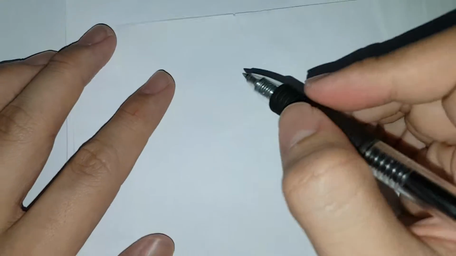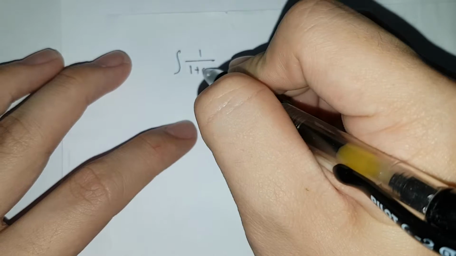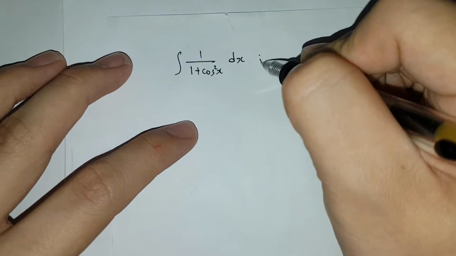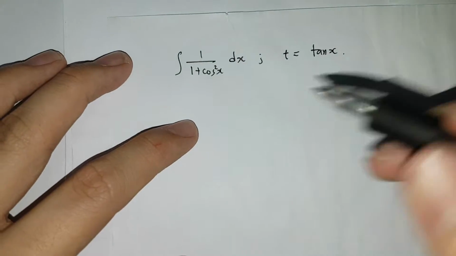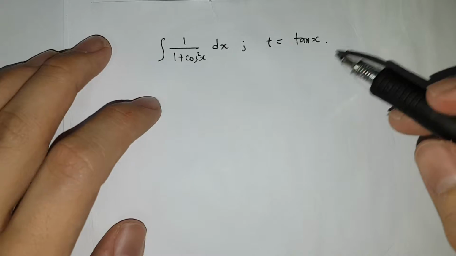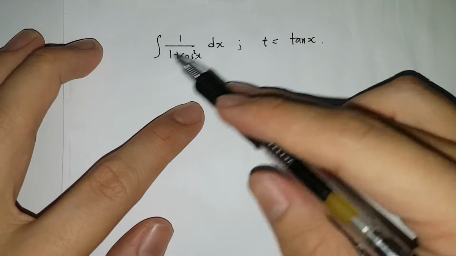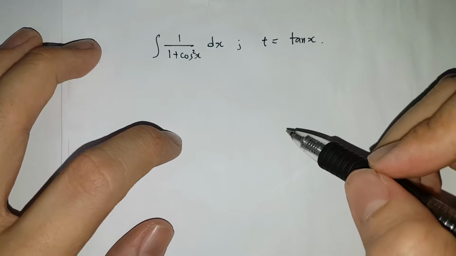Alright, in this question here, we are asked to find the integral of 1 plus cosine square x dx by using a substitution of t equals tangent x, right? So now, if you have this kind of substitution question, the first thing that you need to know is you need to change all this expression in terms of t and dt, and that's the first goal that you need to achieve.